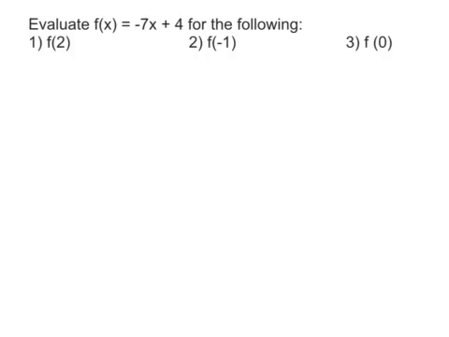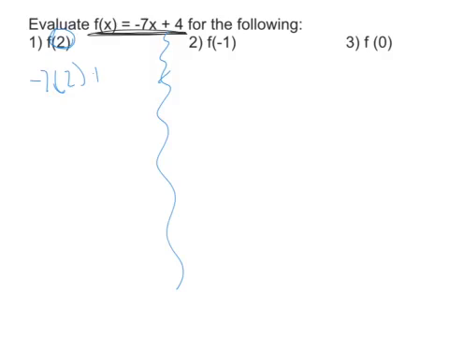All right, let's try some more examples. So our directions here say evaluate f of x equals negative 7x plus 4. So this is our equation that we're going to use for the following. So example 1, I'm going to draw a little squiggly line here. Example 1 says find f of 2. So this is saying that you're going to go to your function, and in place of x, you're going to fill in a 2. So we're going to bring down that negative 7. Instead of x, we're going to fill in 2. And we're going to bring down this plus 4.